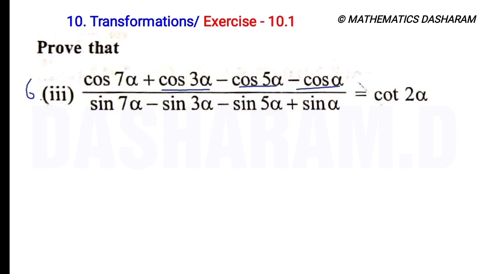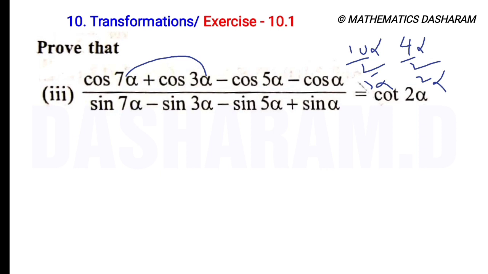Next, third problem: cos 7 alpha plus cos 3 alpha minus cos 5 alpha minus cos alpha divided by sin 7 alpha minus sin 3 alpha minus sin 5 alpha plus sin alpha, it is equal to cot 2 alpha. So to get the cot 2 alpha, here 7 alpha plus 3 alpha is 10 alpha, and 7 alpha minus 3 alpha is 4 alpha. So by 2, here 5 alpha, here 2 alpha.